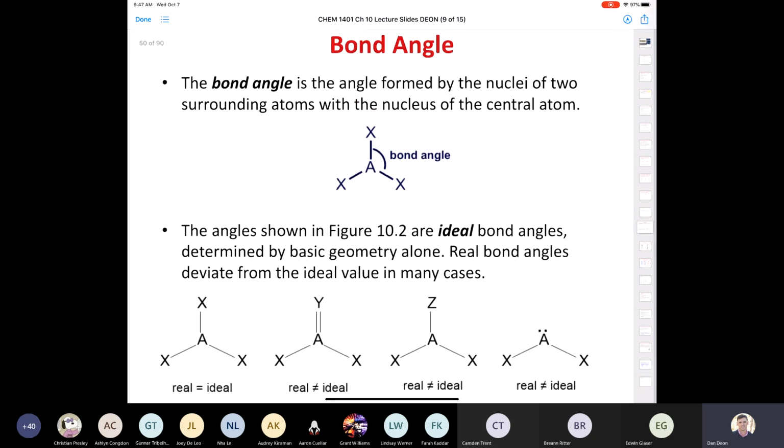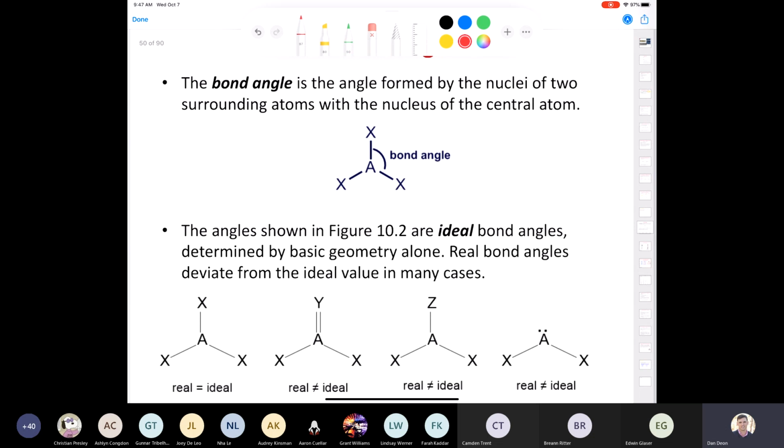Let's talk a little bit more about bond angles. We already started talking about the bond angle in linear, trigonal planar, tetrahedral, trigonal bipyramidal, and octahedral. Anyhow, bond angle is the angle formed by the nuclei of two surrounding atoms with the nucleus of a central atom. So you've got to have 3 atoms to make a bond angle, right?